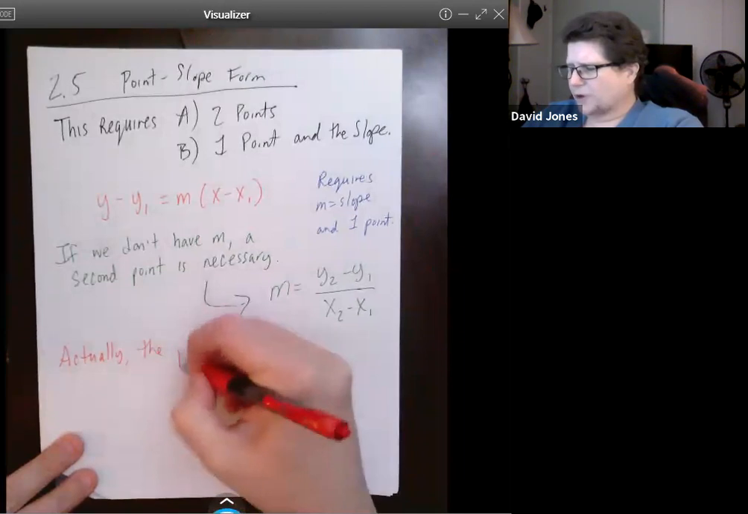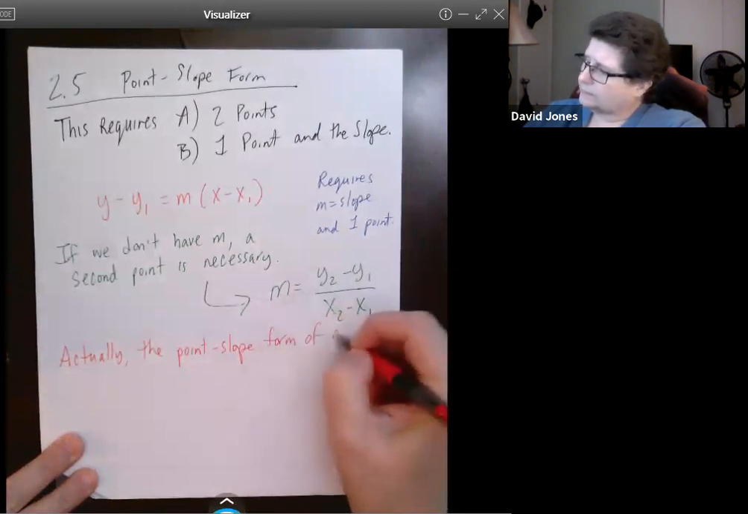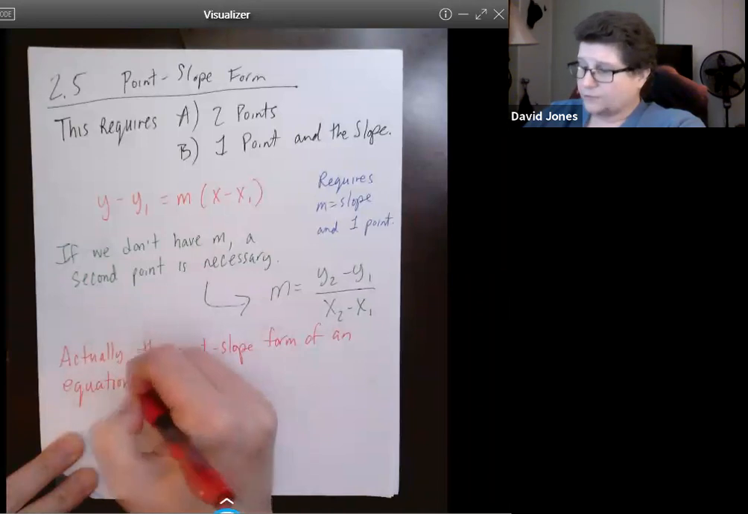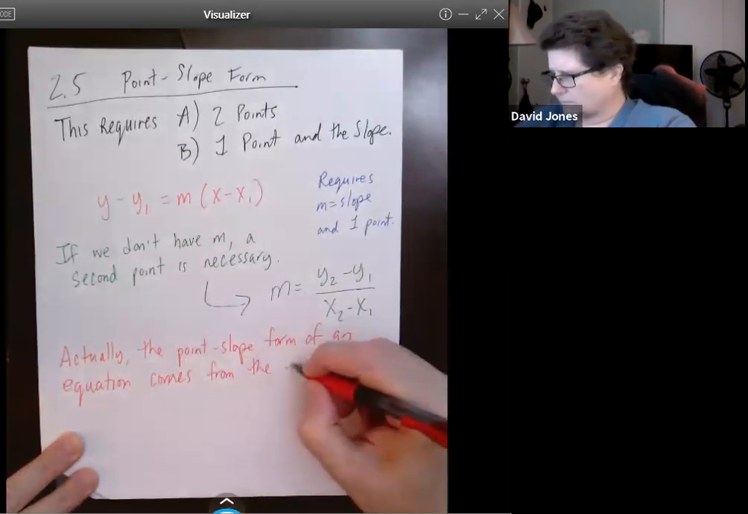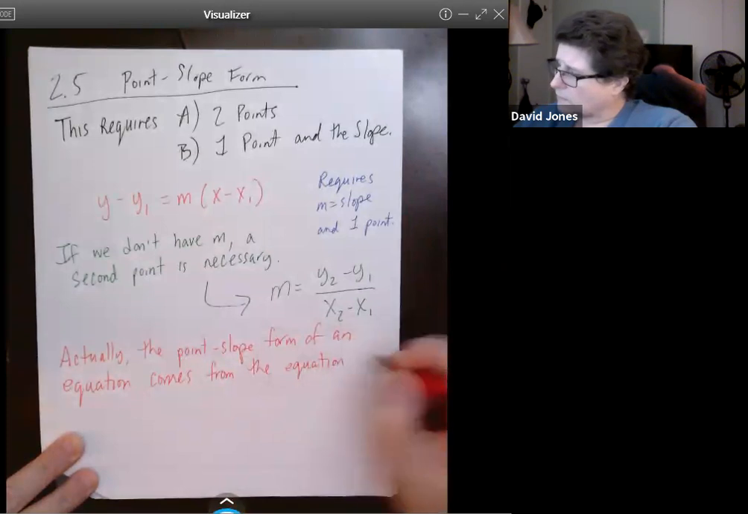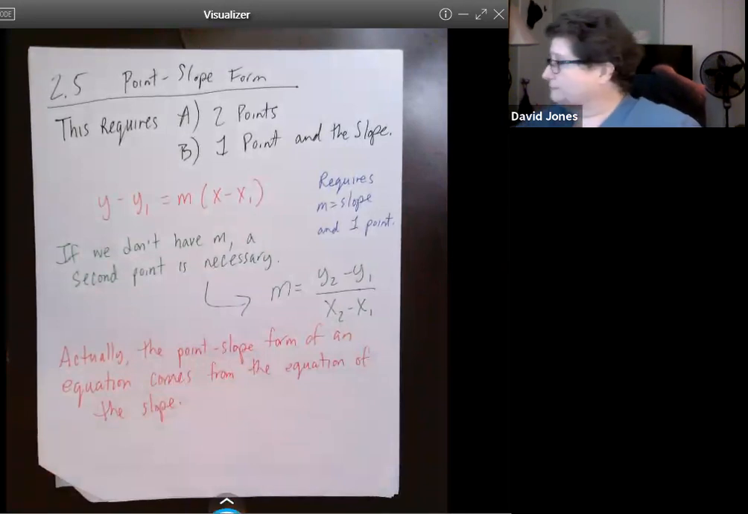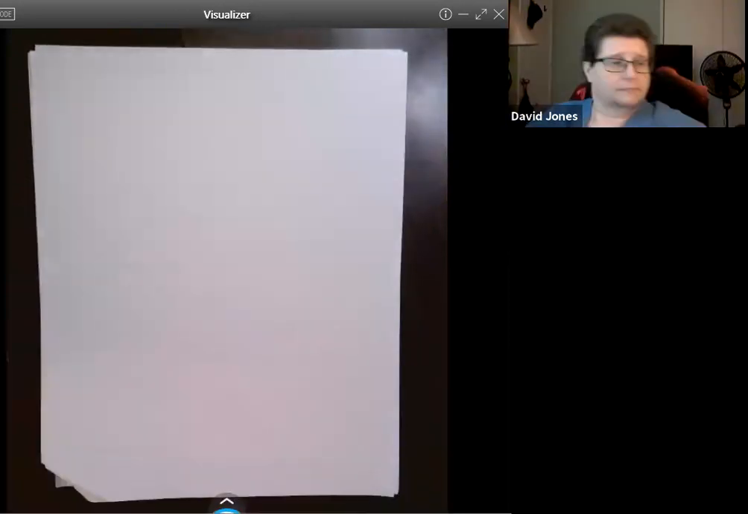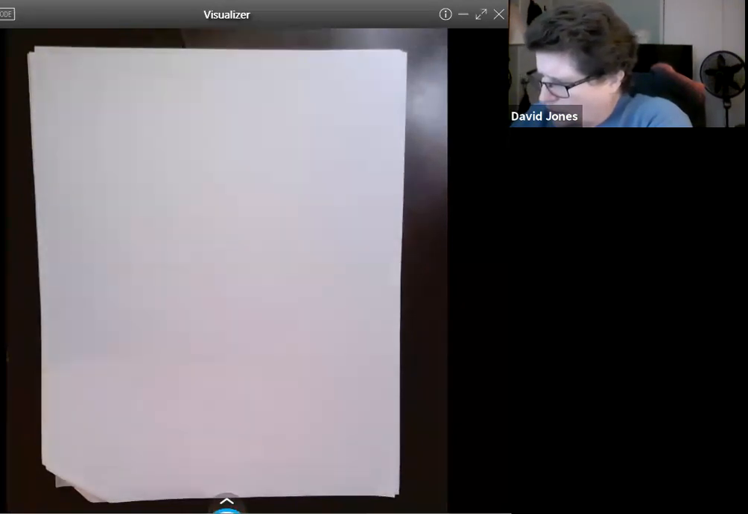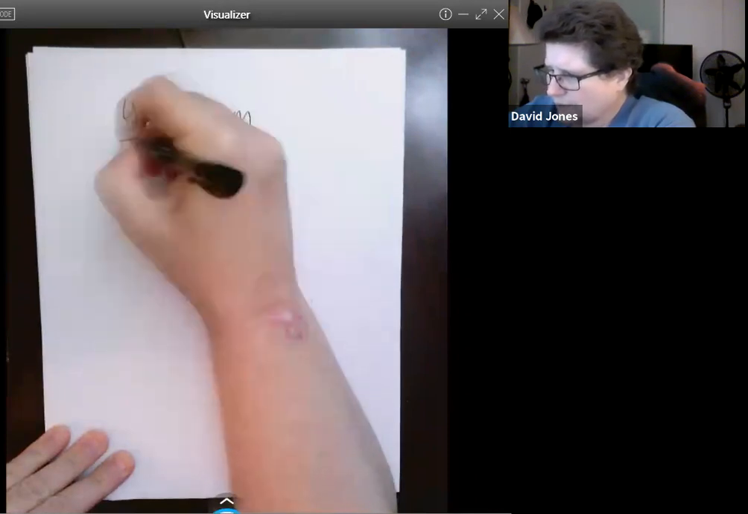And actually, the point-slope form of an equation comes from the equation for the slope. And I'll show you where it comes from. All right, pause this if you need it up longer. So I'm going to start with m over here. We've got y2 minus y1 over x2 minus x1.